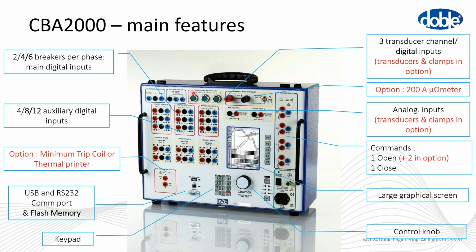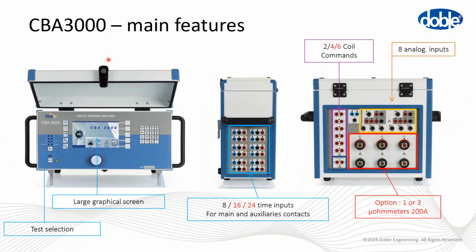And the other difference is this part, because with CBA 2000 we saw that you can use up to 3 travel transducers. CBA 3000 is different. It has a different display, a different way to configure the device. We have up to 24 inputs that can be set as main contact or auxiliary contact as you want. You can choose for each input 2, 4, or 6 coil commands, and 1 or up to 3 micrometers. That is different from the CBA 1000 and 2000, which have only 1 maximum.